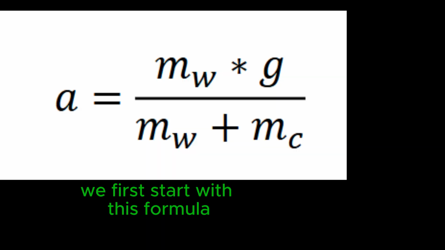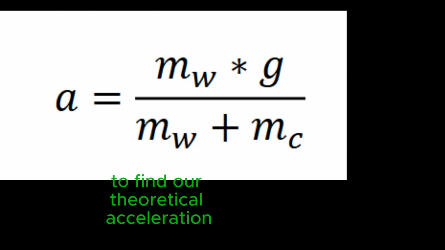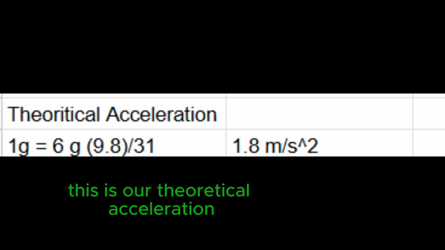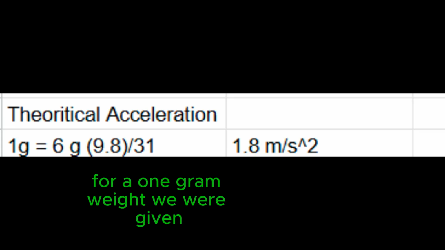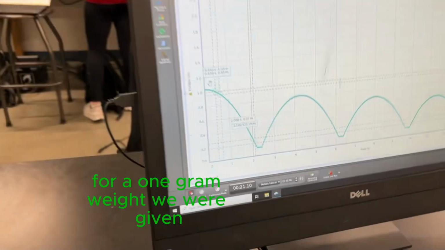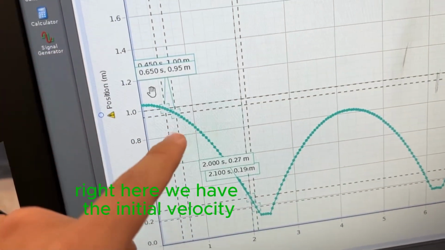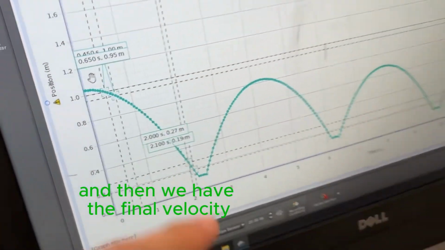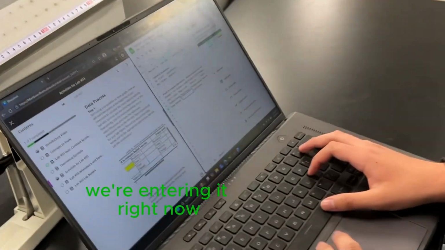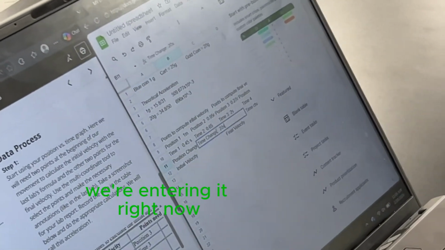We first start with this formula to find our theoretical acceleration. This is our theoretical acceleration for a 1 gram weight we were given. Right here we have the initial velocity and then we have the final velocity. We're entering it right now.